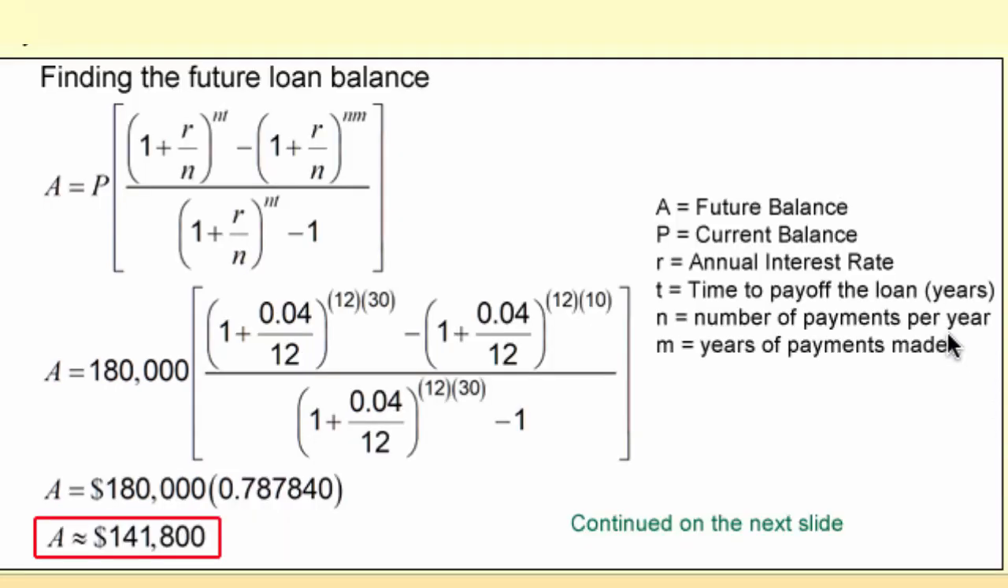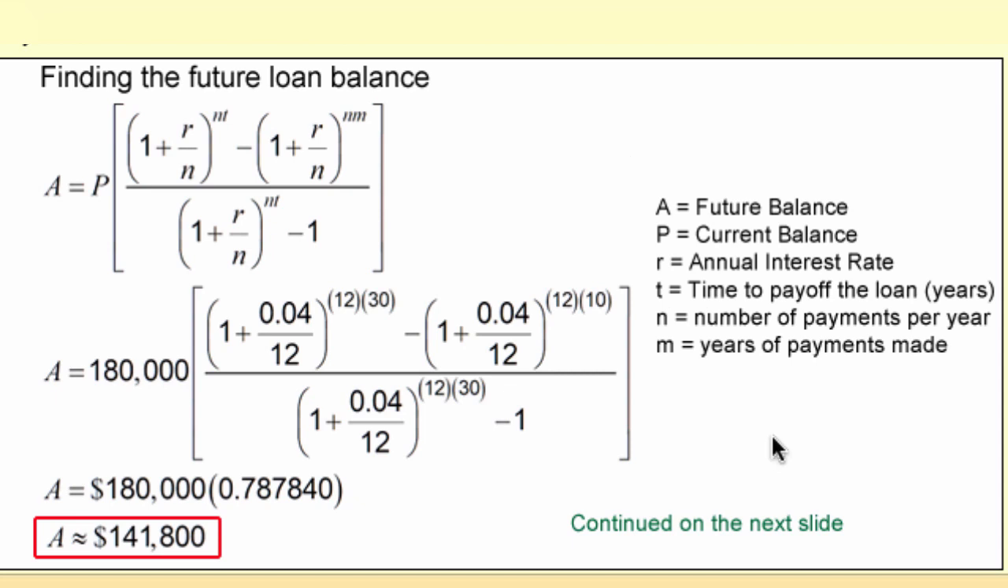$268,800. And so what you can do is calculate the future loan balance using this crazy formula right here. It's basically the compounding interest formula, and you can see what the variables are defined to be over here. There's future balance, current balance, annual interest rate, time to pay off the loan in years, number of payments made per year, and the number of years of payments made. So you can use this big old formula to determine the future loan balance based on the amount of the loan that you have and also how long you're going to be paying the loan.